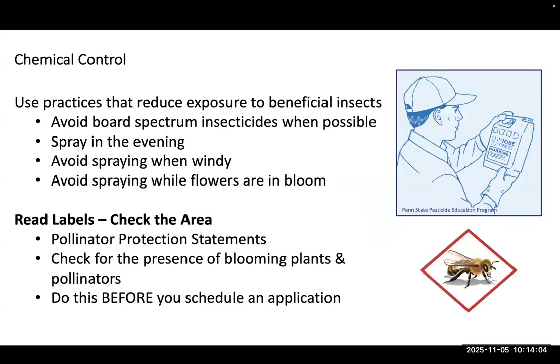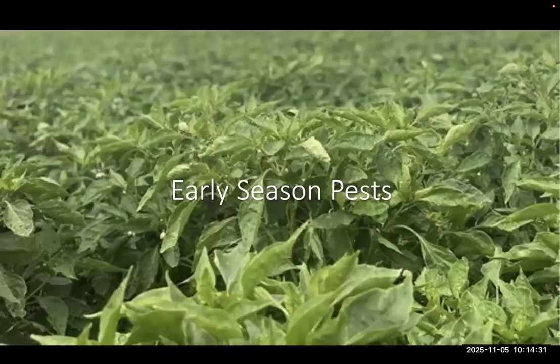They are part of IPM. IPM isn't the absence of chemicals, but using them smartly. So avoiding broad spectrum insecticides when possible. Spraying in the evening, avoid spraying when windy. Really hard to do in New Mexico, but it's there. Avoid spraying while flowers are in bloom. And now a lot of these labels have pollinator protection statements on there. So make sure that you're aware of that and you do your research before you schedule an application.